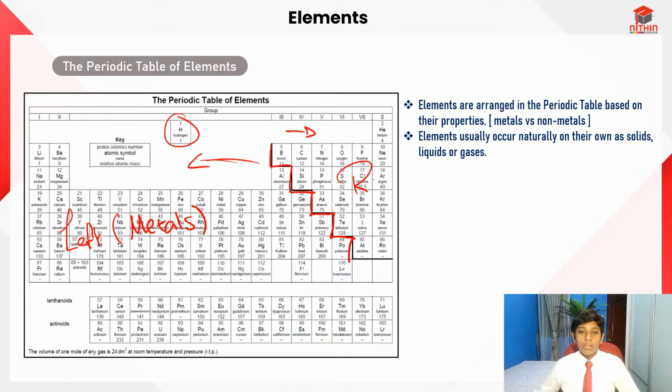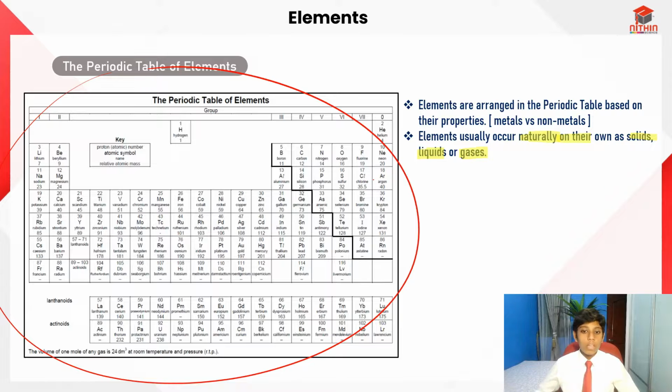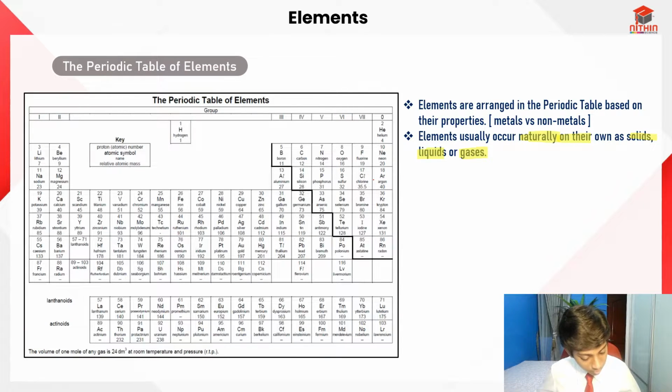The next point. Elements usually occur naturally on their own as solids, liquids, or gases. All these elements over here are actually natural things. They are from nature, and they appear in forms as solids, liquids, or gases. So three forms.